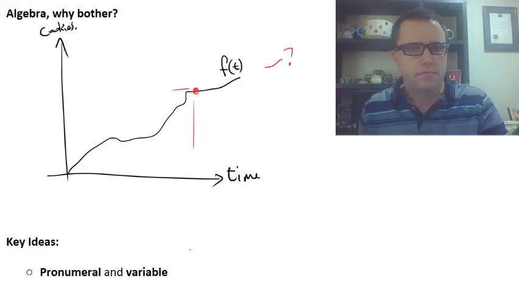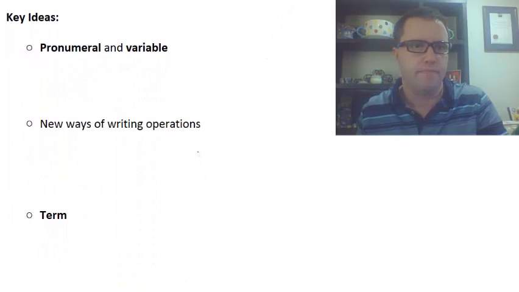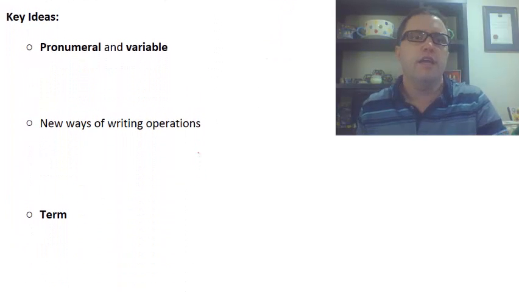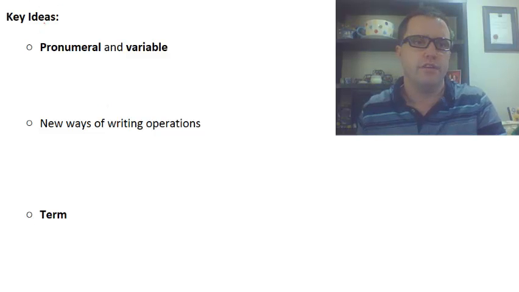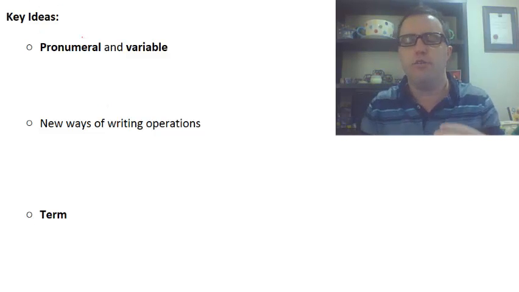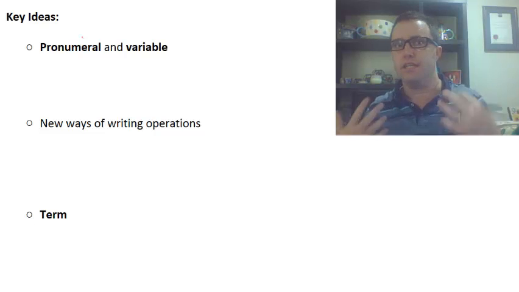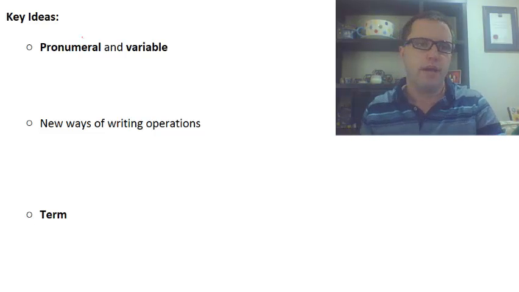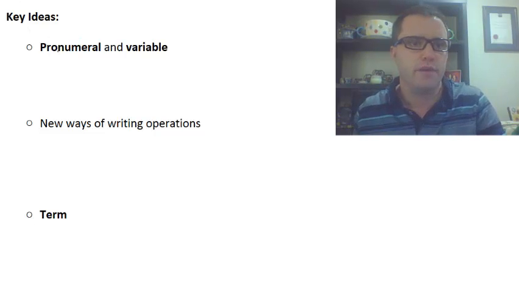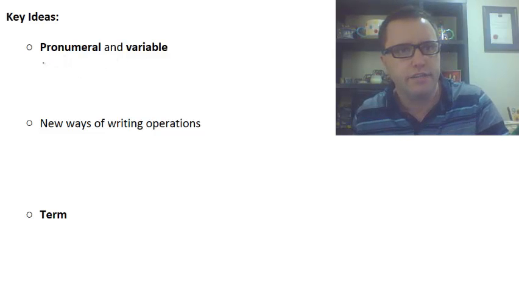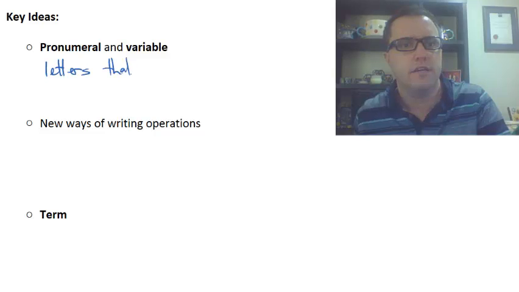Some of the key ideas that we need to think about first up are things like pronumerals. We're going to be defining a whole bunch of new stuff, because algebra has a particular language and we need to make sure we're on the same page with the words we're going to be using. So, pronumeral and variable: these are letters that replace numbers.